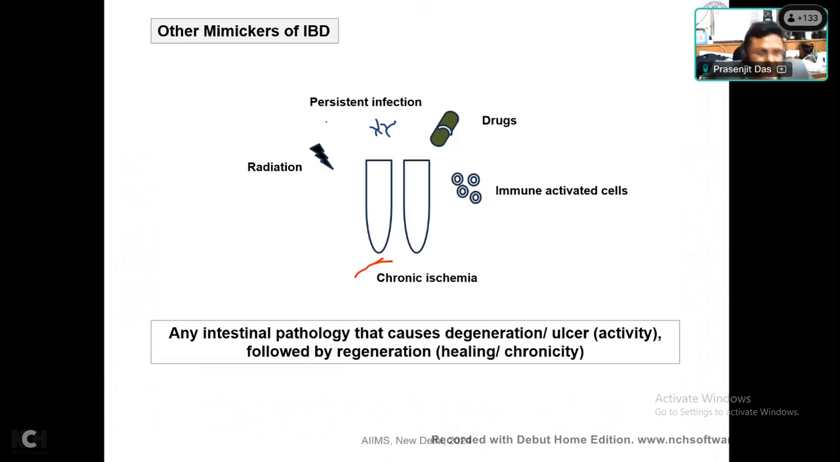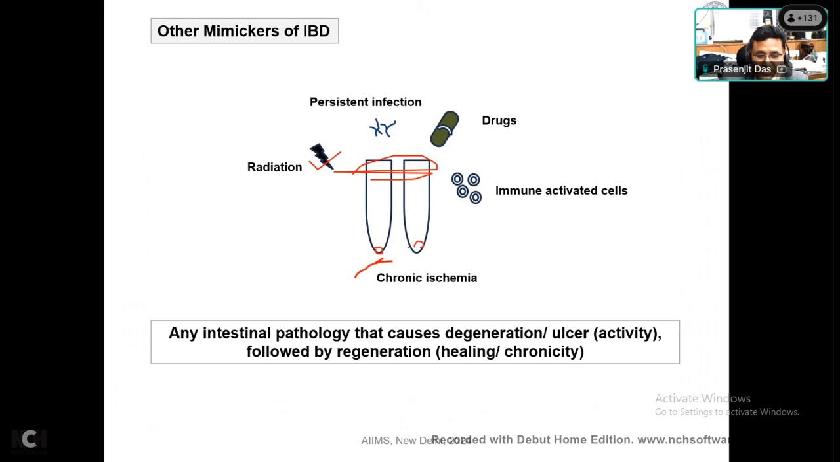Now we'll very briefly talk about the mimickers of IBD. I have shown you a few scenarios. Can it be drug? Can it be persistent infection? The patient can have malignancy anywhere in the body, be undergoing radiation therapy, or there are immune activated cells, maybe GVHD. In any of these conditions, if you understand what is happening, if it injures the mucosa, there will be ulceration, and after that the injury is no more there, so there will be regeneration. And what are the features of regeneration? All of you know, the stem cells stay here, so there will be increased cell number.